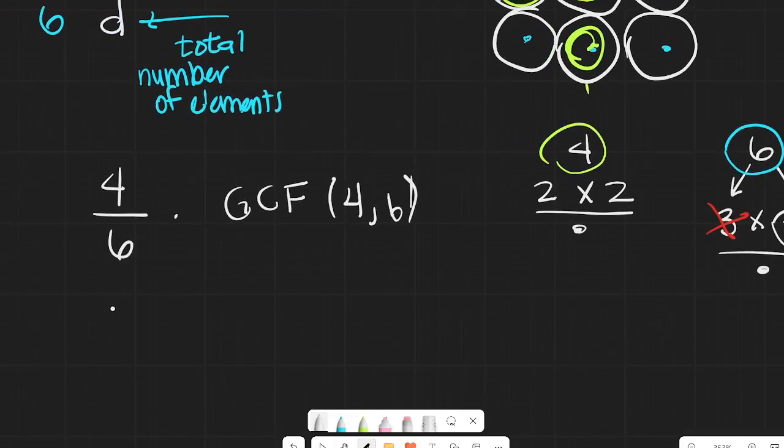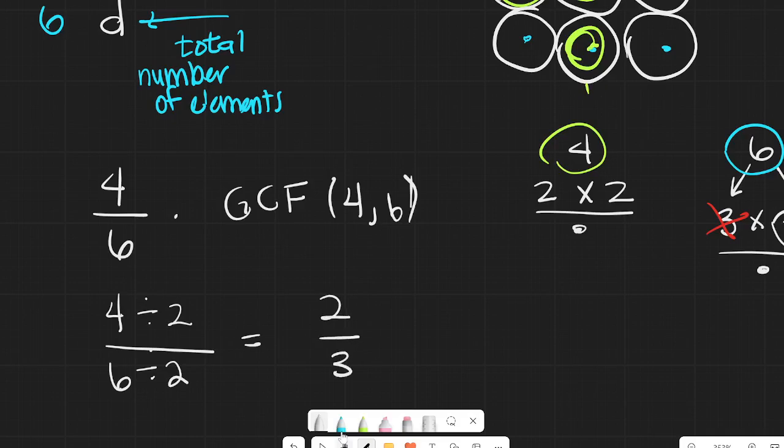And so what we're going to do is we're going to take the number n, which is 4, and divide it by 2 on the top. And we're going to take the number 6, which is d, and divide it by 2. We're dividing each number by the greatest common factor. And that gives us 2 divided by 3. And this is our final simplified fraction.